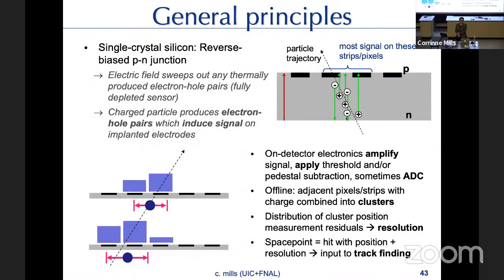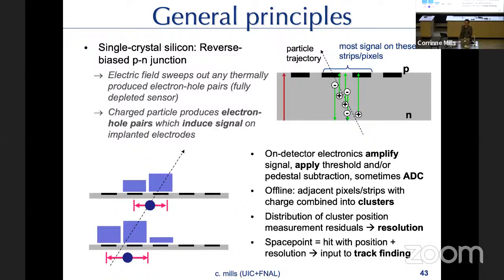So I'm going to give one pedagogical slide on how the silicon detectors we use work. It is a single crystal of silicon, a little plate of silicon that has segmented electrodes and operates as a set of reverse bias PN junctions. The reverse bias electric field, which I'll refer to as the high voltage, sweeps away any thermally produced electron hole pairs. When an ionizing particle goes through the detector, it produces electron hole pairs that are promptly swept apart by the applied field, and these induce signal on the implanted electrodes.